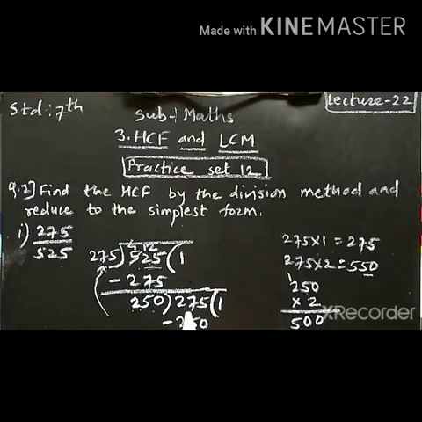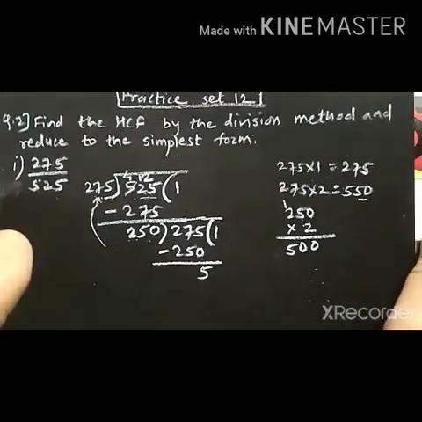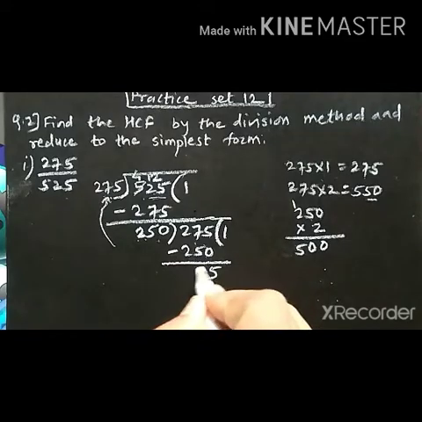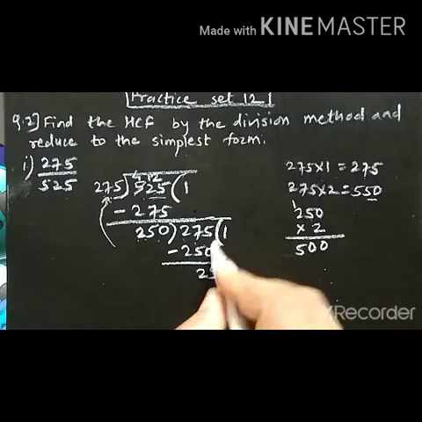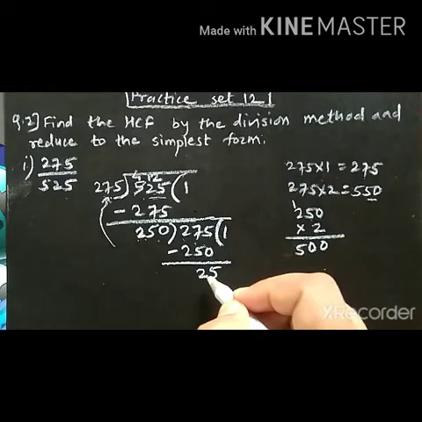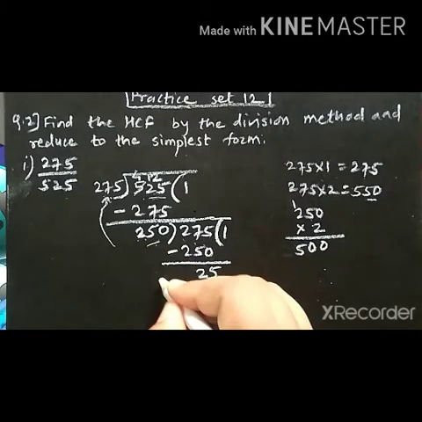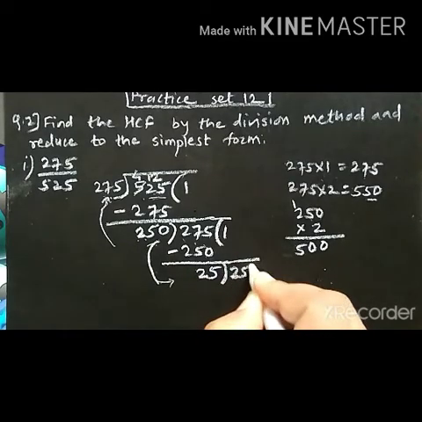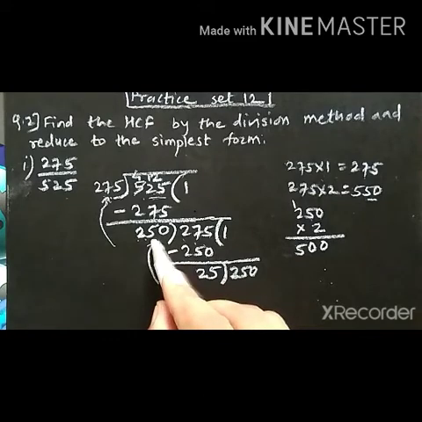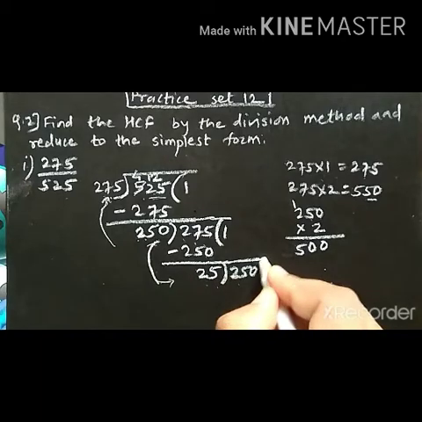So 250 can be subtracted from 275. 5 minus 0, that is 5. Now 7 minus 5, that is 2, and 2 minus 2, that is 0. Now we got 25. Now according to the rule of division method, divide the previous divisor by this remainder. So previous divisor, that is 250, and we got remainder 25. So divide the previous divisor by the remainder.